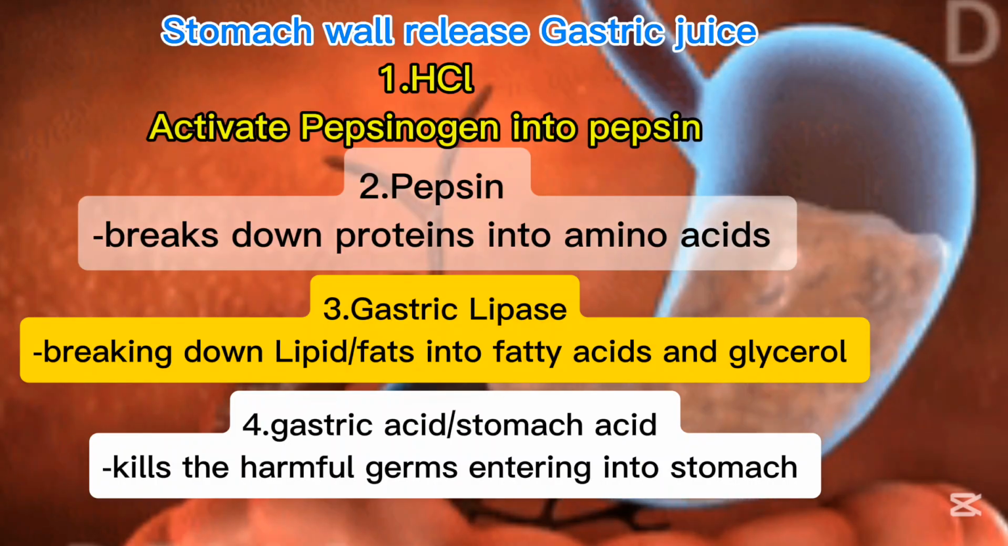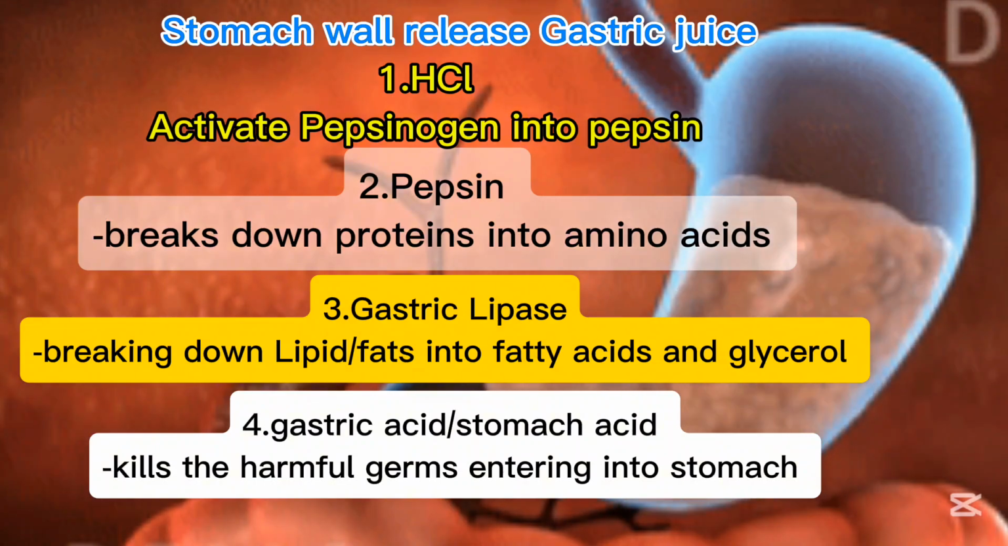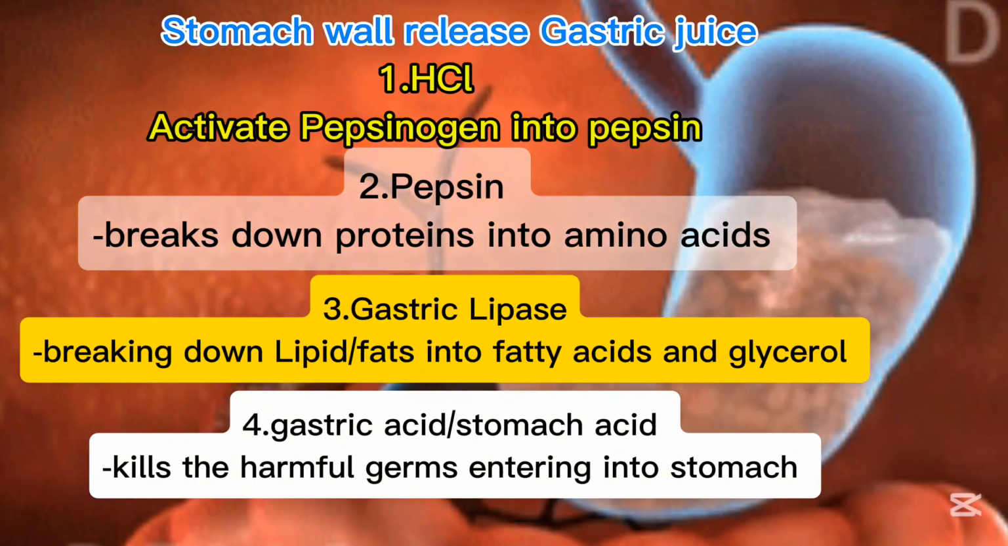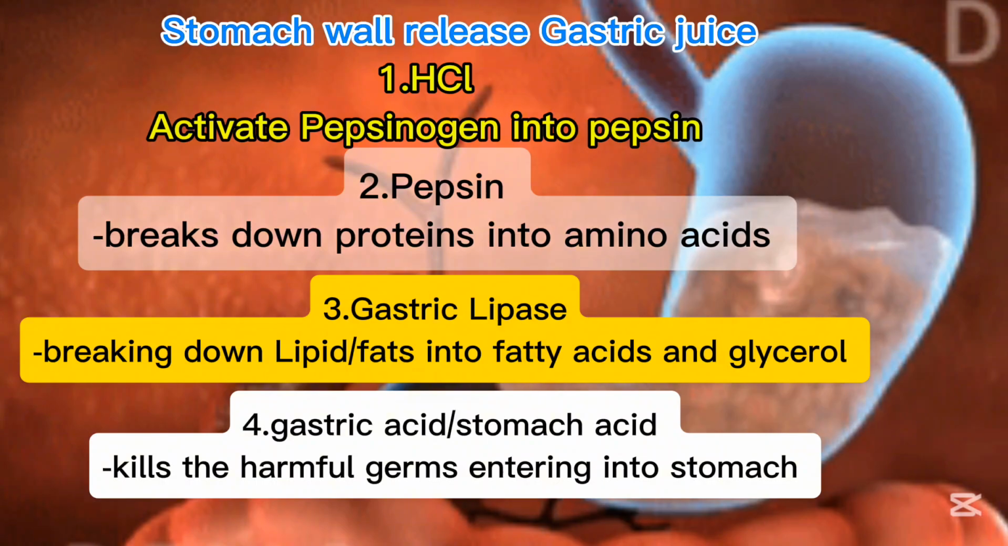When the food reaches the stomach, it will release gastric juice. Now, gastric juice contains the following enzymes. Number one, we have hydrochloric acid. Hydrochloric acid activates the pepsinogen into pepsin. Now, the pepsin breaks down proteins into amino acids.